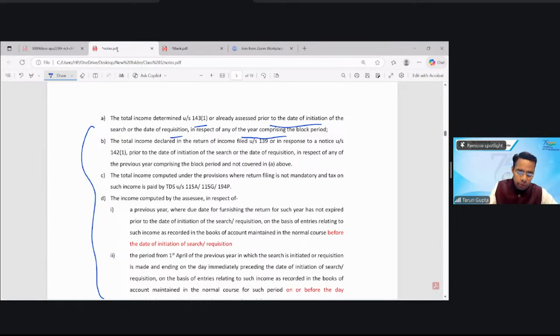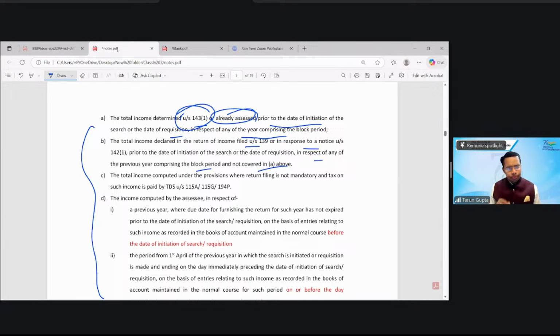Okay, so income determined under section 143(1) or already assessed, or total income declared in the return of income filed under section 139 or in response to notice under section 142(1) prior to the date of initiation of search or date of acquisition. If I already furnished the return before the date of search, then I have already disclosed it. It should not form part of undisclosed income. No concealment. In respect of any of the previous years comprising the block period and not covered in A above.